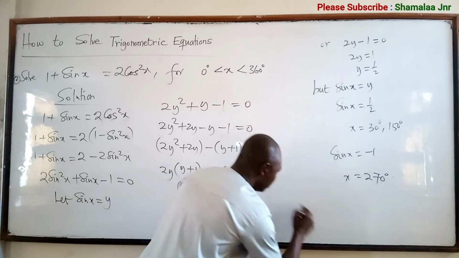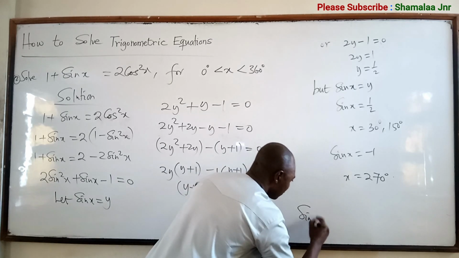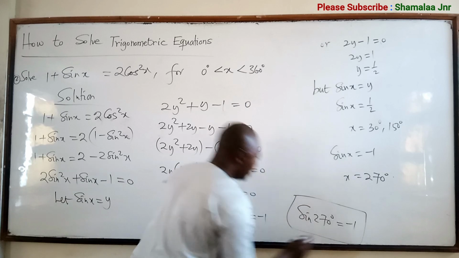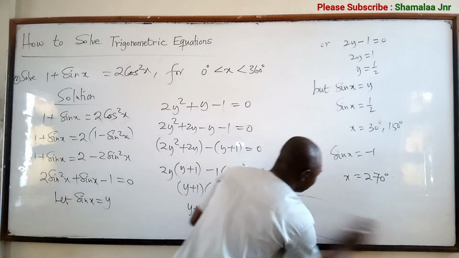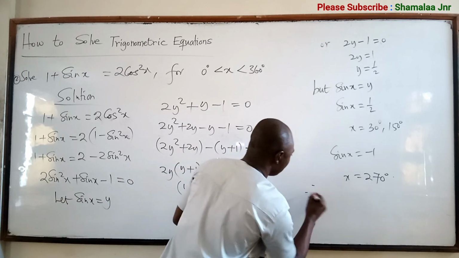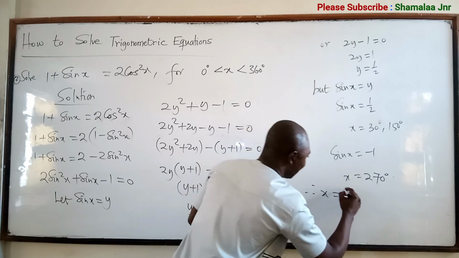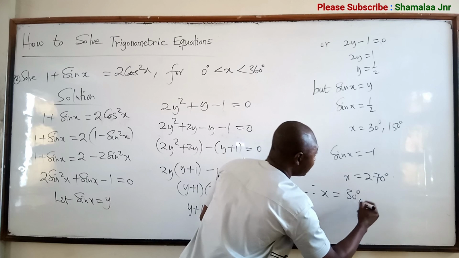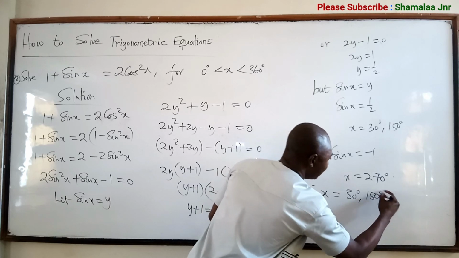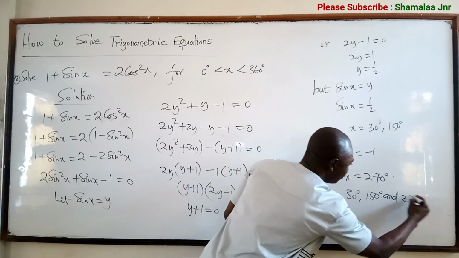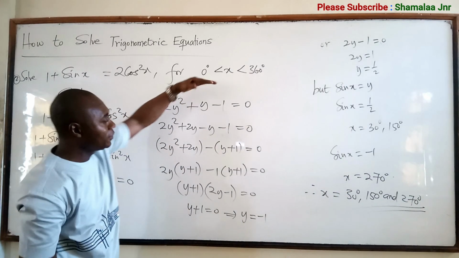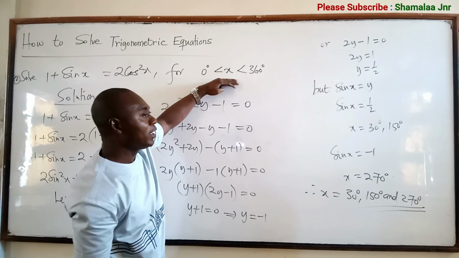So take note of this. Sine 270 degrees is equal to -1. You should never forget this. So therefore, the values of x are x is equal to 30 degrees, 150 degrees, and 270 degrees. And all these values are satisfying the given interval.